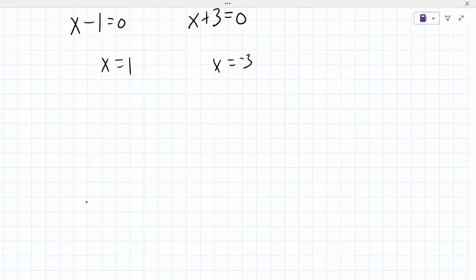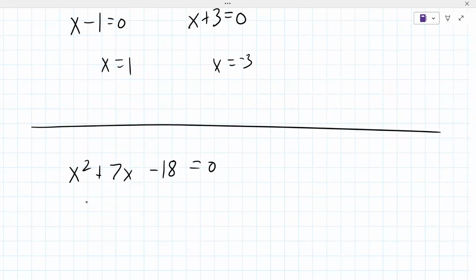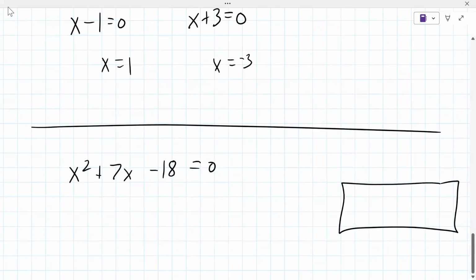So give you one to try on your own now. Go. x squared plus 7x minus 18 equals 0. So again, I'm just looking for the final answers, but you'll want to work that out the same way we did in the previous problem.